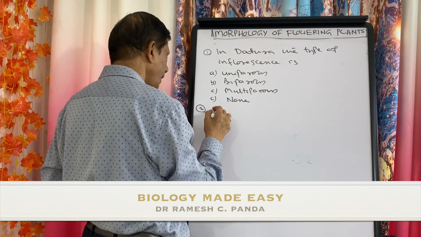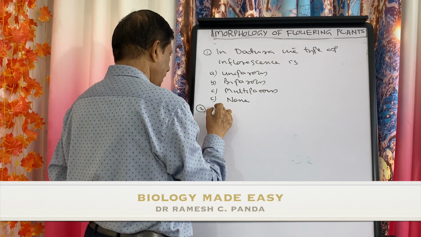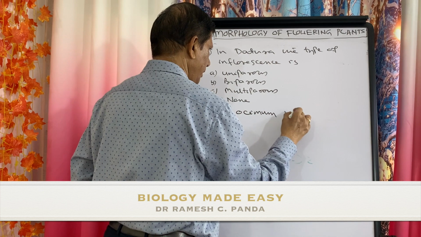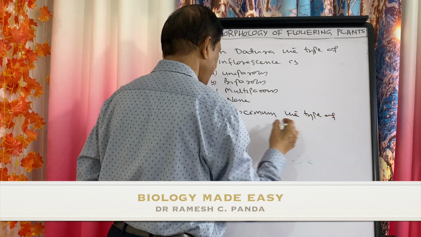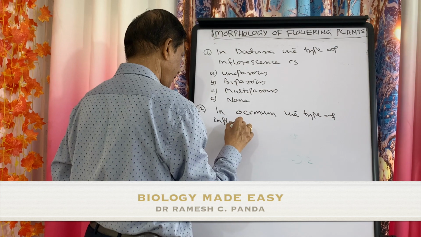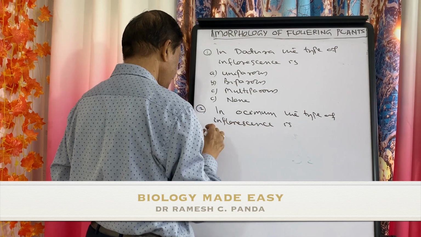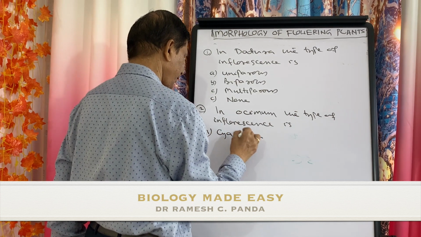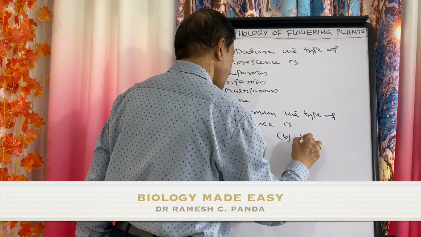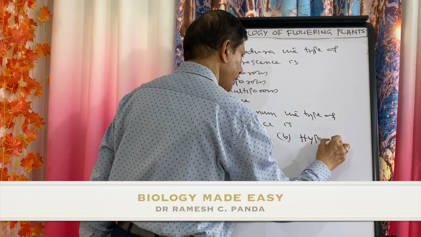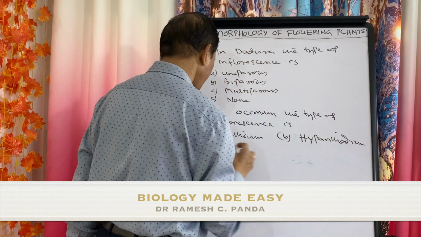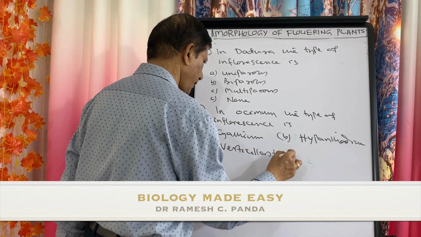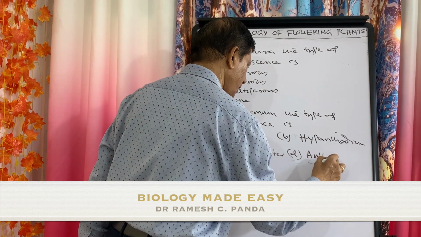Second question. In Ocimum, the type of inflorescence is: A choice, Cyathium; B choice, Hypanthodium; C choice, Verticillaster; D choice, Anthodium.